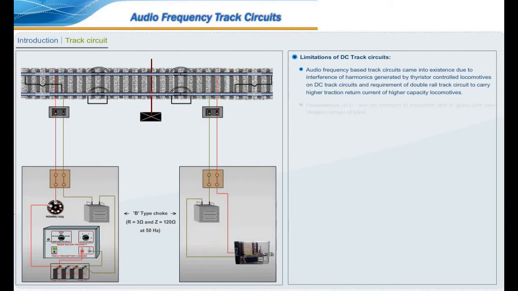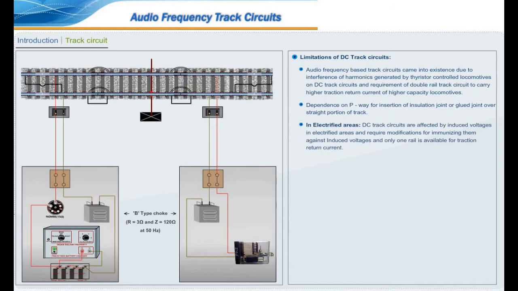Dependence of P wave for insertion of insulation joint or glued joint over straight portion of track. In electrified areas, DC track circuits are affected by induced voltages and required modifications for immunizing them against induced voltages, and only one rail is available for traction return current. No diagnostic feature in DC track circuits.